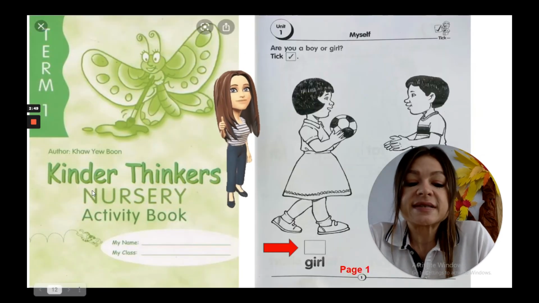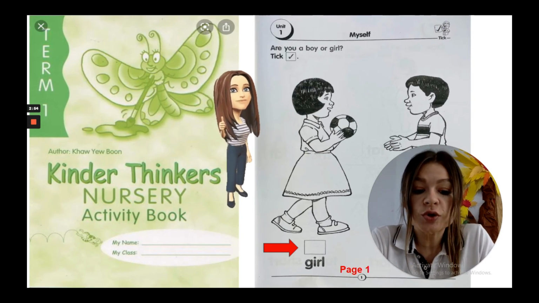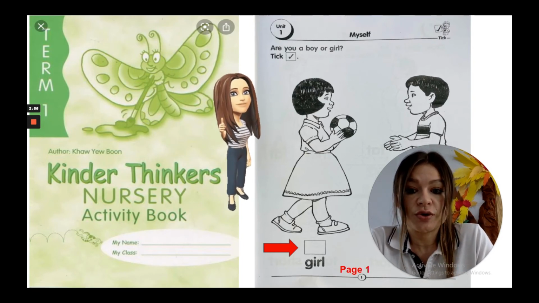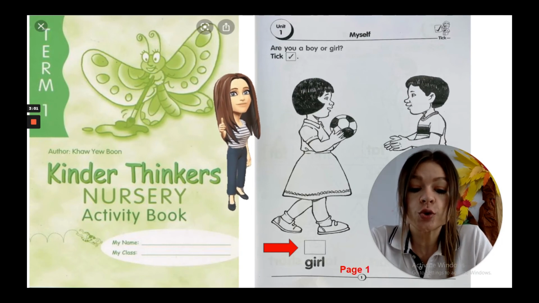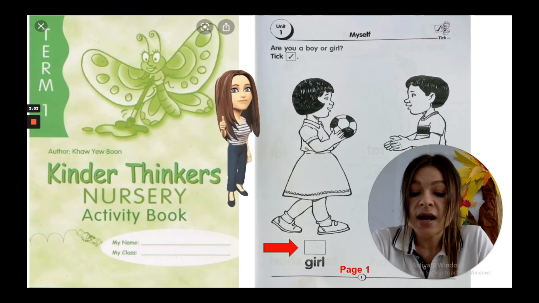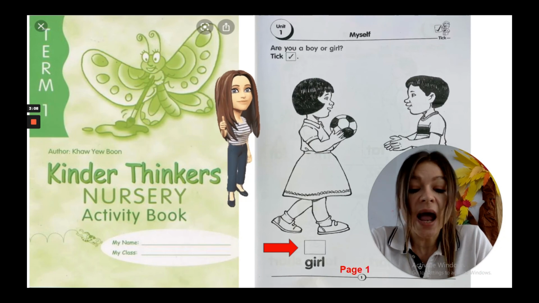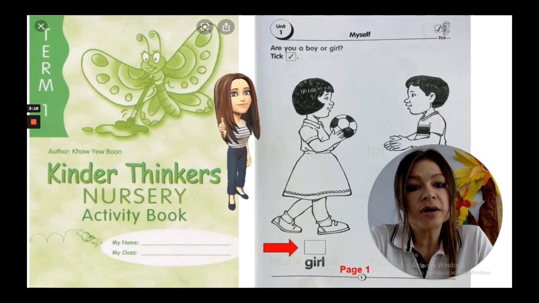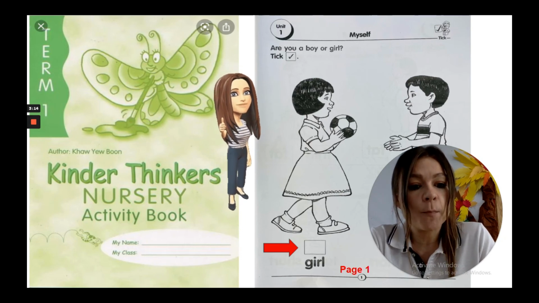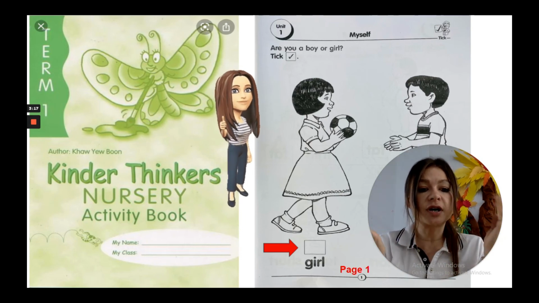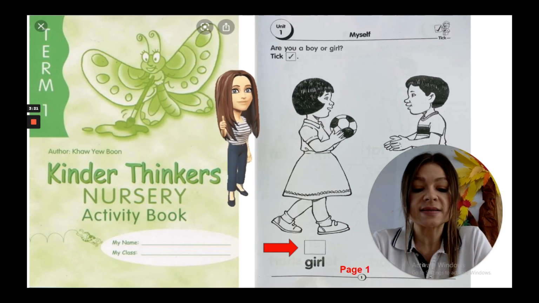Okay, so it's time to get the challenge new book. So let's open your activity book, page number one. Look at this picture and pick the correct answer. Are you a boy or a girl? Let's pick the correct answer.